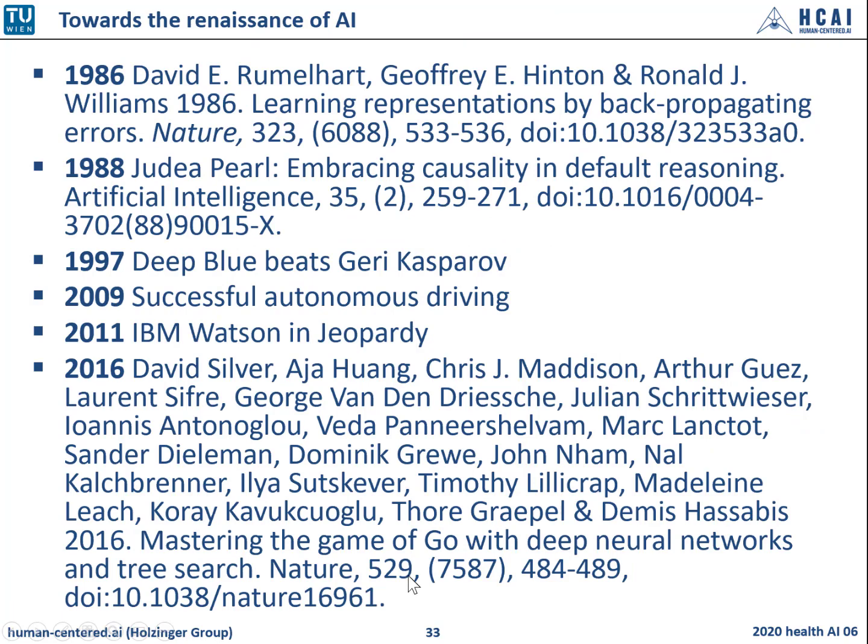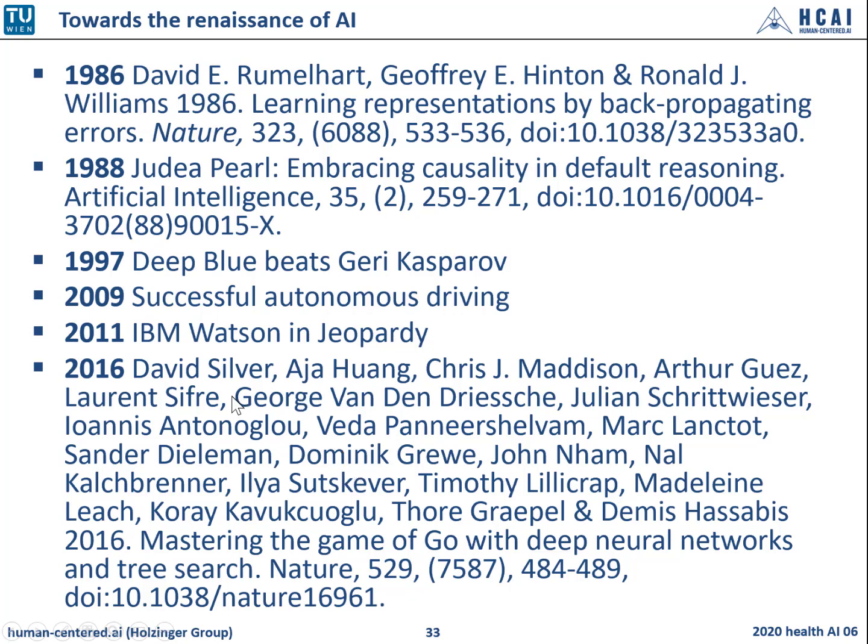Then towards the renaissance of AI, with the success of what we call now deep learning, the quest has come also to explain these black box models. And there was the early work of Judea Pearl embracing causality in default reasoning. And then you can remember the successes, for example, Deep Blue beats Garry Kasparov, then the successful autonomous driving vehicles, and then IBM Watson Jeopardy.